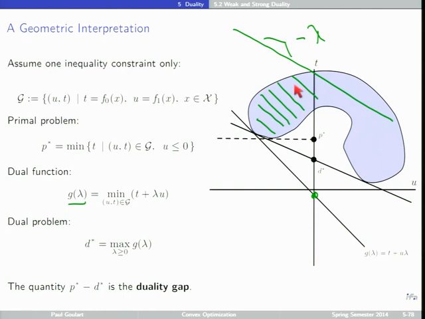Maybe you want to give it a try. Try to draw a figure which has a convex blob and which does not have a strictly feasible point, and for which P star and D star don't agree. You can do this. It's not that easy, but you can do it.